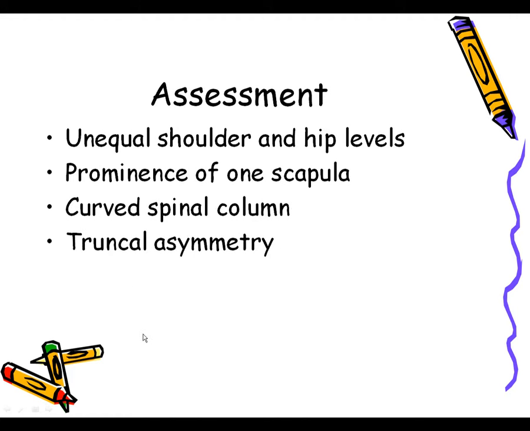So in the assessment: unequal shoulder and hip levels, prominence of one scapula, curved spinal column, trunkal asymmetry. In that trunk area of the hip, one will be higher than the other. You're going to see the asymmetry there. Pelvic or neck tilting also can cause spinal deviation. And I know some of you mentioned in class carrying a backpack on one side, which can start to give you that spinal curvature also.